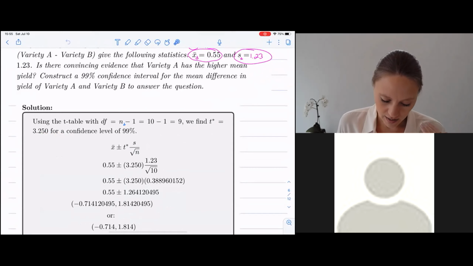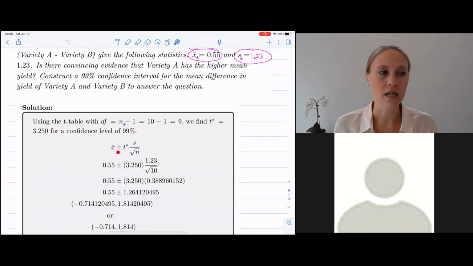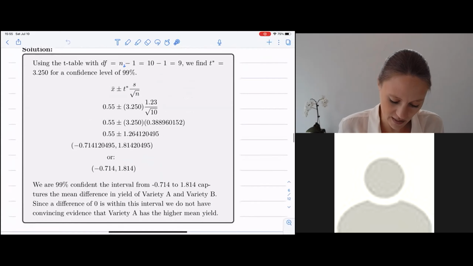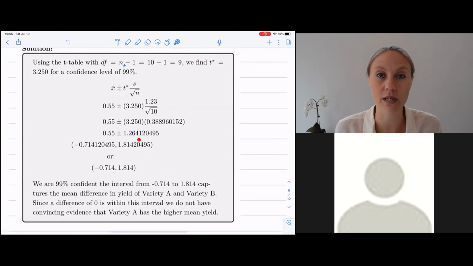At that point, as long as you lay out your empty formula here, then we can just plug in the values and solve for the interval. Notice that 1.264 is the margin of error. And we take plus minus from 0.55, which is the mean of the differences. So we get a negative 0.714 if we're rounding to 3 decimal places. It didn't specify, but 3 should be fine. And then up to 1.814.